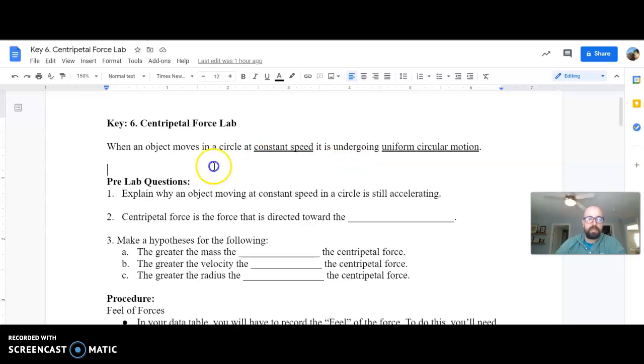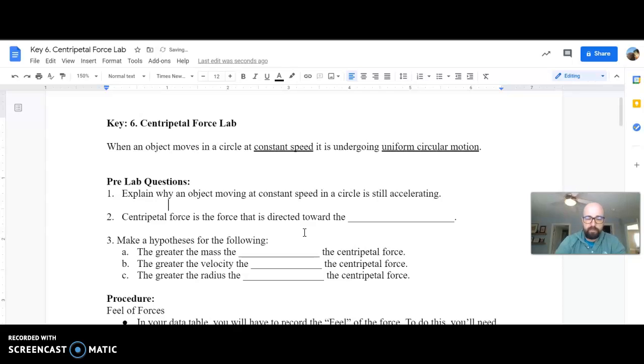Last video for today. Tomorrow I'll get you the key for the review, but Centripetal Force Lab. So, pre-lab questions here: explain why an object moving at constant speed in a circle is still accelerating.